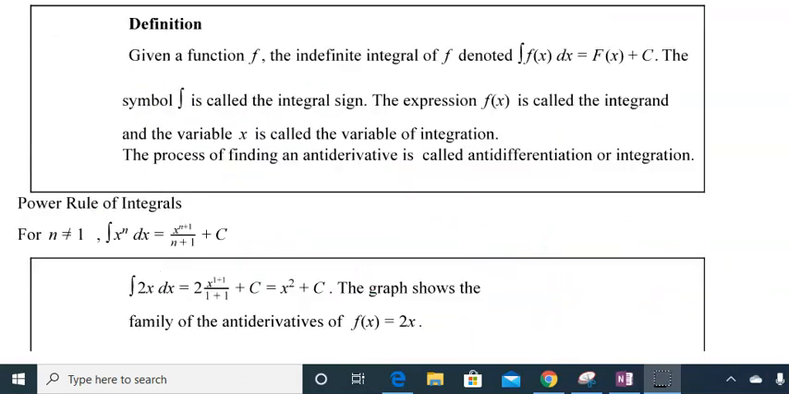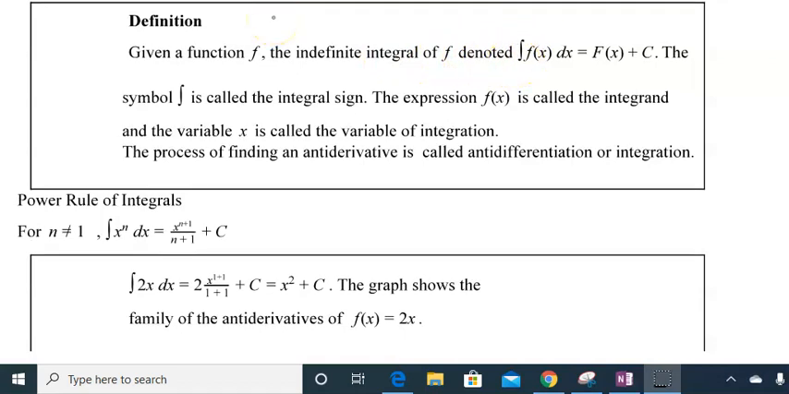Let us introduce some more notation. Definition. Given the function f, the indefinite integral of f, denoted integral.